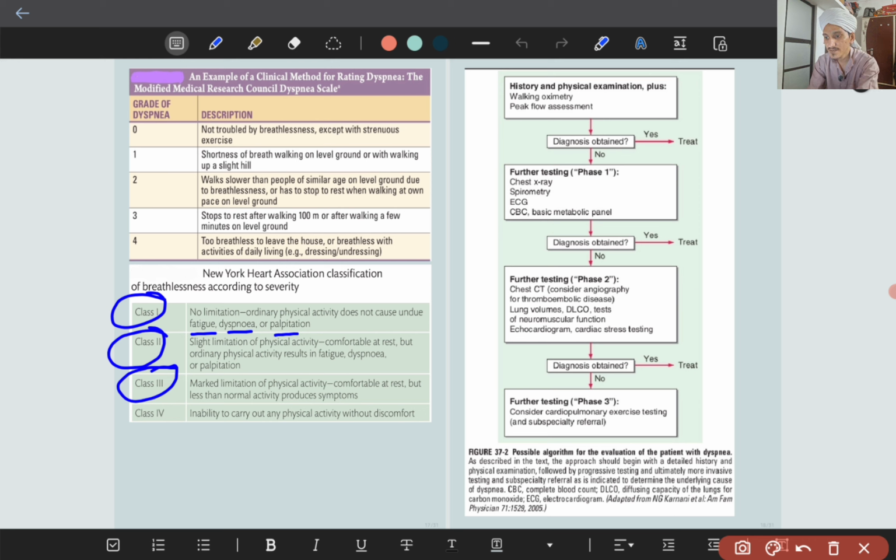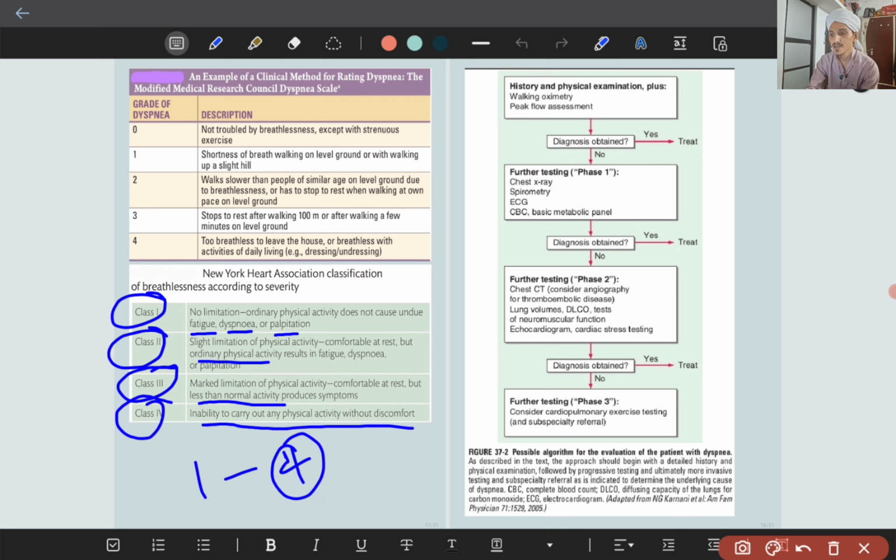Here, ordinary physical activity produces symptoms. Here, less than ordinary physical activity produces symptoms. And in class 4, unable to carry out any physical activity without discomfort. Okay, so here are 4 stages from 1 to 4. Here 0 to 4.